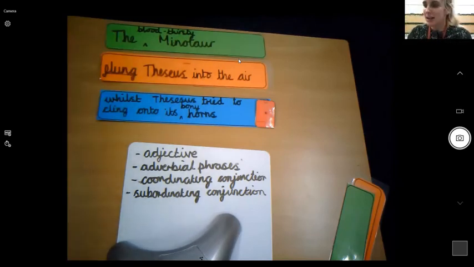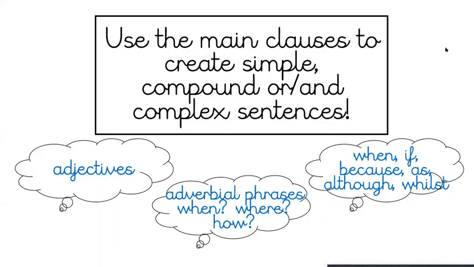Now, this is what your job is going to be today. So today, year 3, we would like you to do exactly what I have just done. So it is your turn now. You need to use the main clauses to create simple, compound or complex sentences about the conflict between Theseus and the Minotaur. I put the link to the video with the battle so that you can watch the rest of it and then use the main clauses to create either simple, compound or complex sentences.